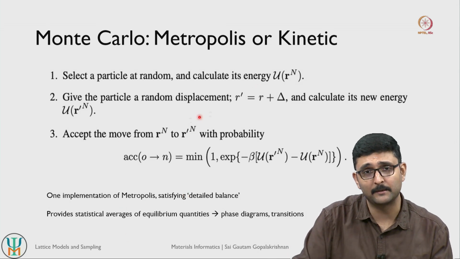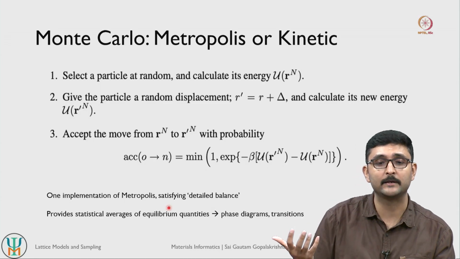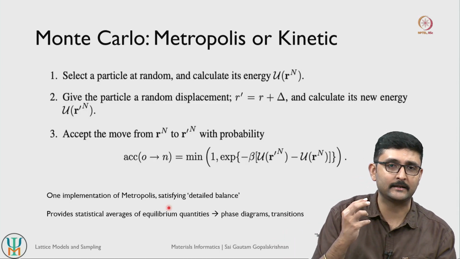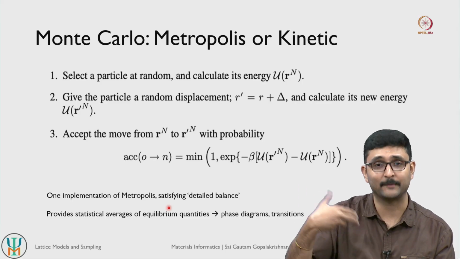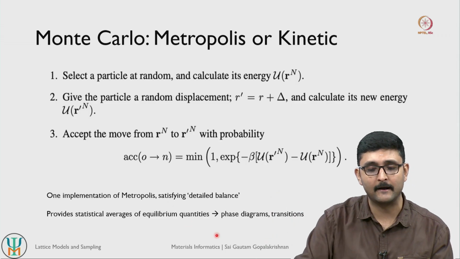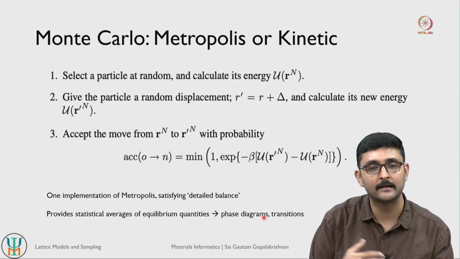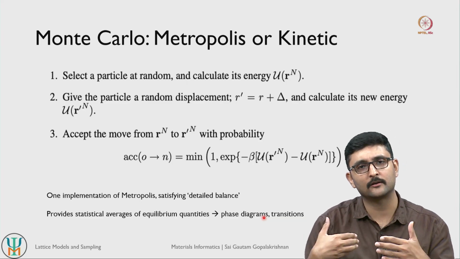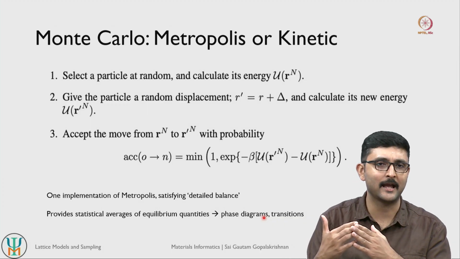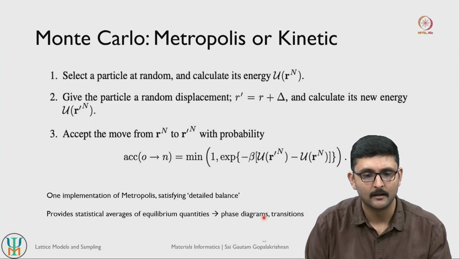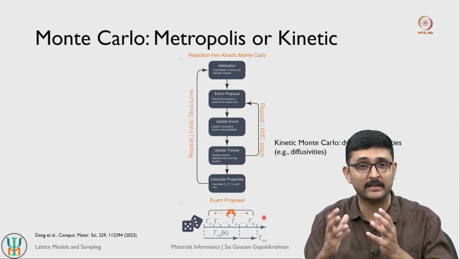So once you implement this Metropolis algorithm, you can actually get very good statistical averages of equilibrium quantities, right? And once you get good statistical averages of equilibrium quantities such as energies, specific heats, entropy and so on, you can then use that information to calculate your phase diagrams, right? Or if you are interested just in transitions, you can also calculate the temperatures or compositions at which transitions actually happen in your system. So that is one example of using sampling techniques to calculate phase diagrams, so equilibrium quantities.